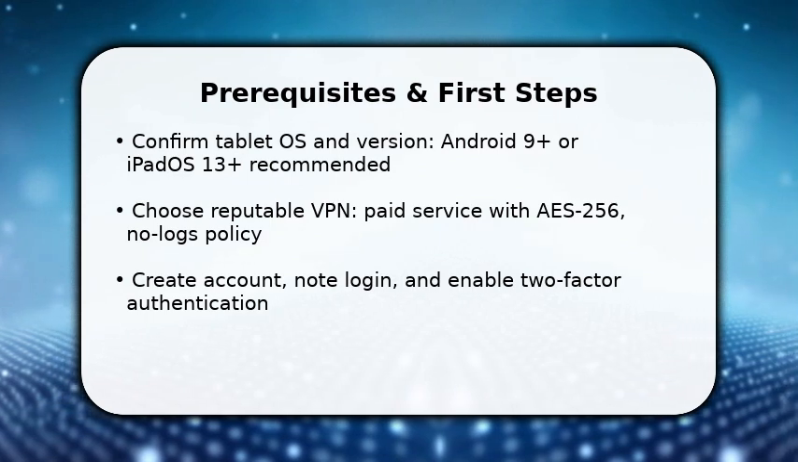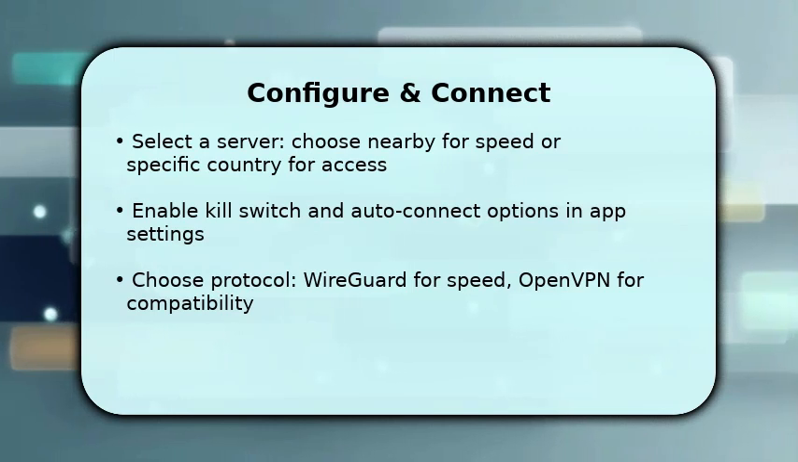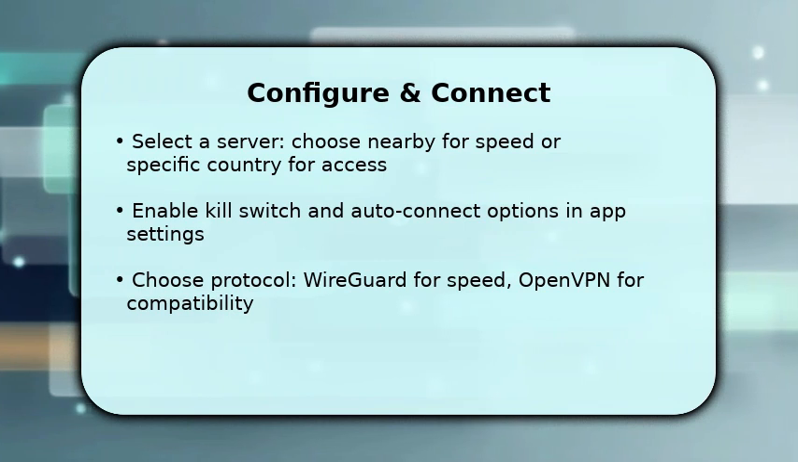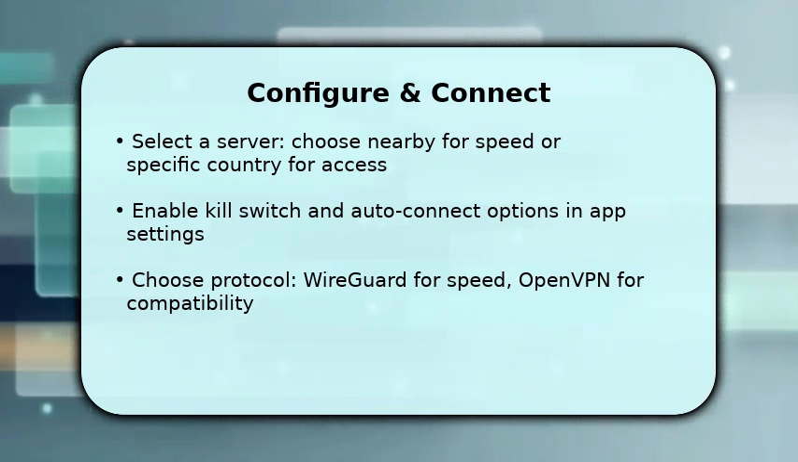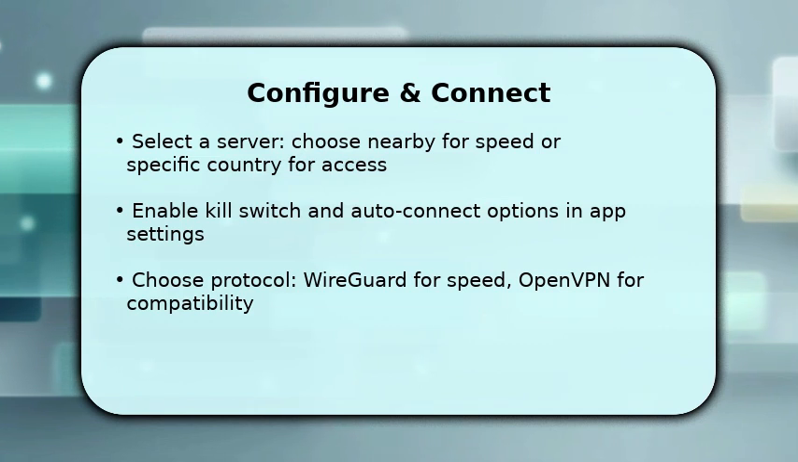After signing in, configure connection options to balance speed and privacy. Choose a server based on your goal, nearby for better latency or a specific country to access region-locked content. Then pick a protocol. WireGuard gives faster throughput, while OpenVPN adds broad compatibility. Turn on the kill switch and auto-connect so your traffic never leaks if the VPN drops.